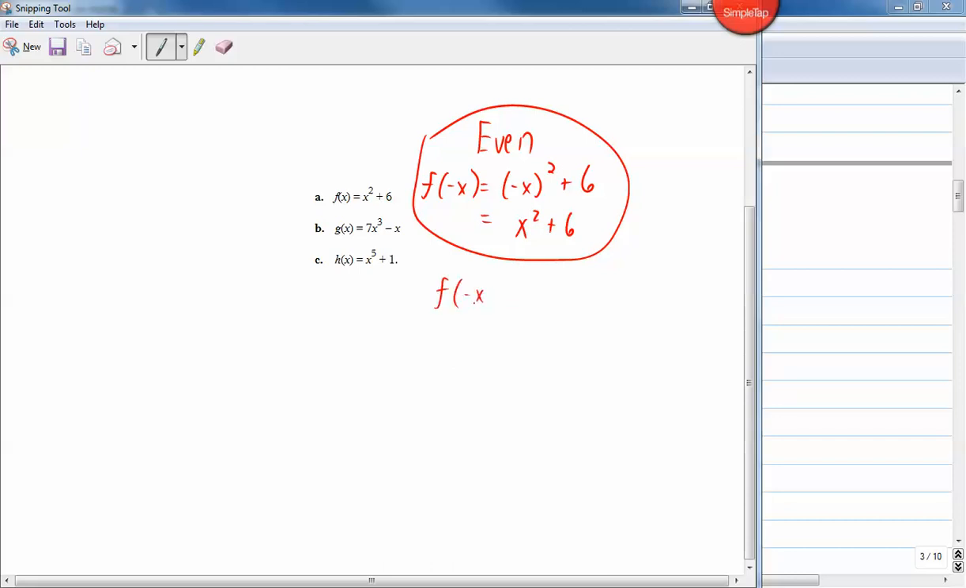Part B, find f of negative x. This is 7 times negative x cubed minus negative x. So that's going to be negative 7x cubed plus x. Let's compare what we got with what we started with. Each term is opposite. That means that this is an odd function.